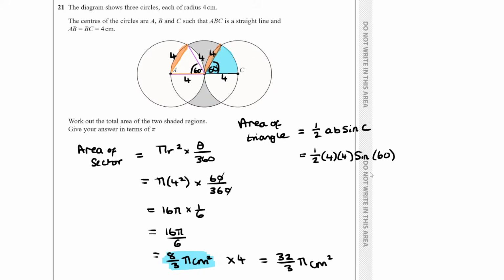Now remember that for the non-calculator paper, you're supposed to have memorized certain values. In this case, sine 60 is root 3 over 2. So you do half times 4 is 2, times 4 is 8. What have we got here? Root 3 over 2. And then obviously if you multiply that, you get 4 root 3. Okay? 4 root 3.